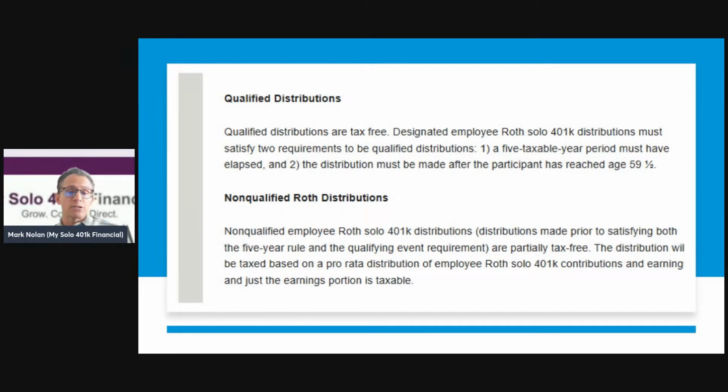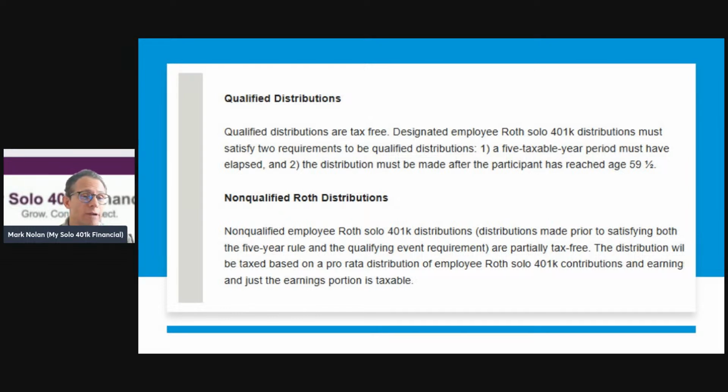So holding in on the Roth solo 401k bucket, if you want to distribute funds from that Roth solo 401k plan and you want it to be a qualified distribution, meaning it's not going to be subject to any federal taxes or state taxes on those gains, then you're going to have to meet two requirements. The first one is you have to have had funds in that Roth solo 401k bucket, so they'll hold an account, for at least 5 years. And you have to be age 59.5 or older.